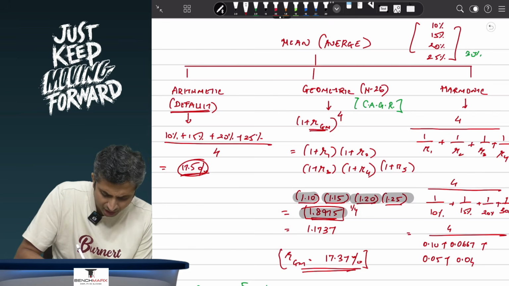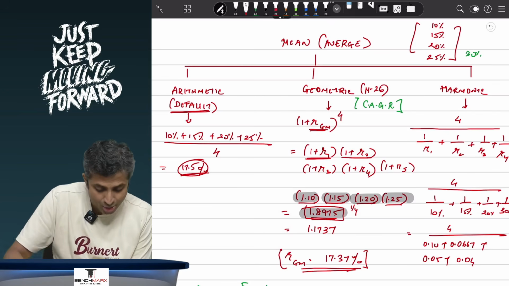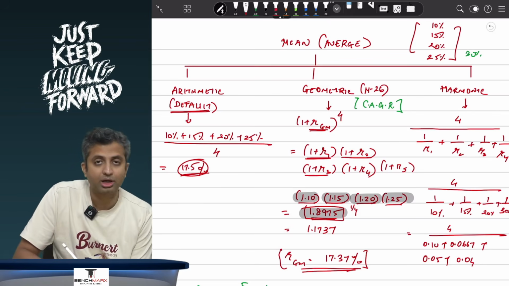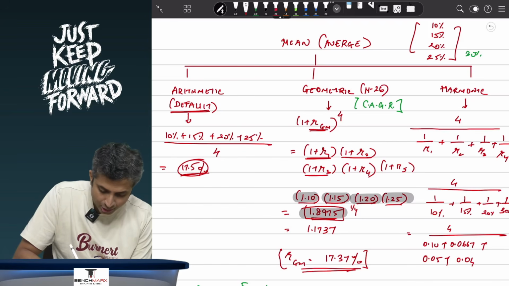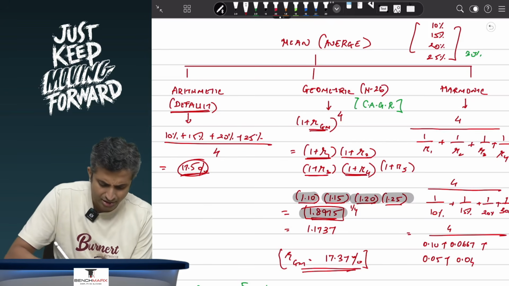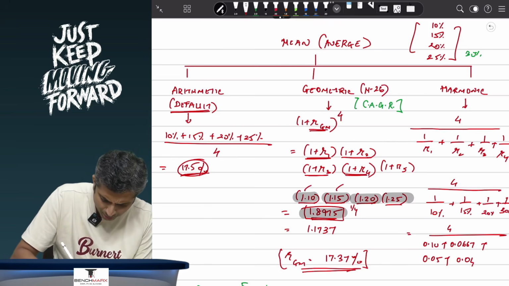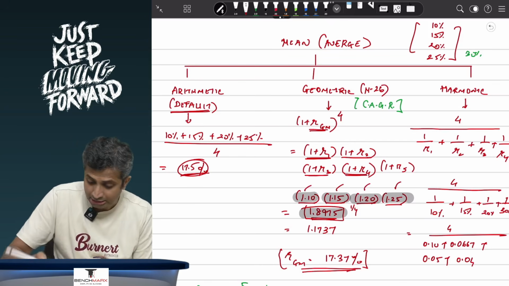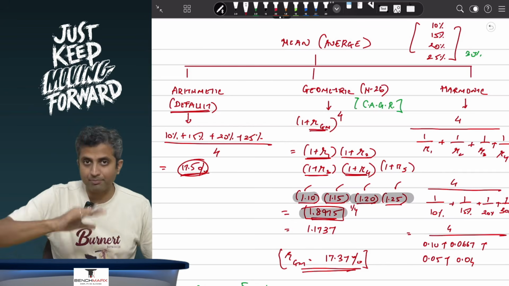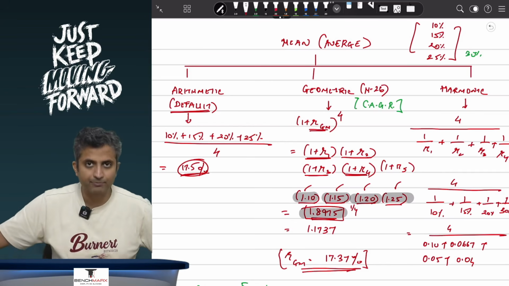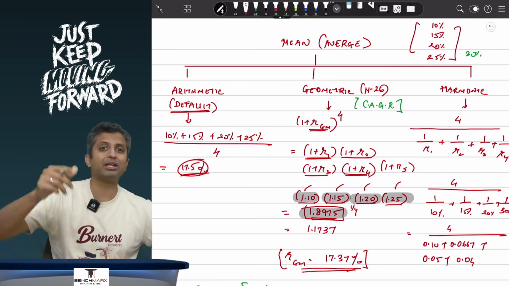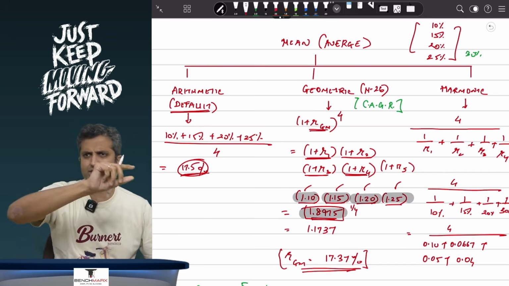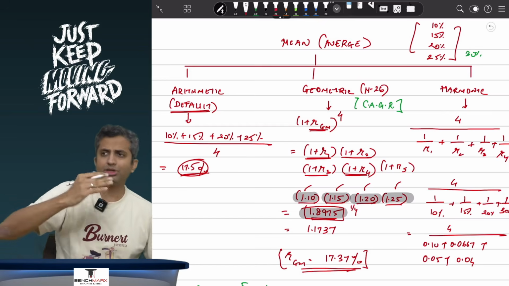So we'll take 1 plus R, that is 1 plus 0.1 in the first year, then 1 plus 0.15 in the second year, 1 plus 0.20 in the third year, 1 plus 0.25 in the fourth year. So that way it is 1.1 into 1.15 into 1.2 into 1.25. So that way you are finding the product, rather than like an arithmetic progression, which has a common difference. You are just adding. Here you are multiplying.